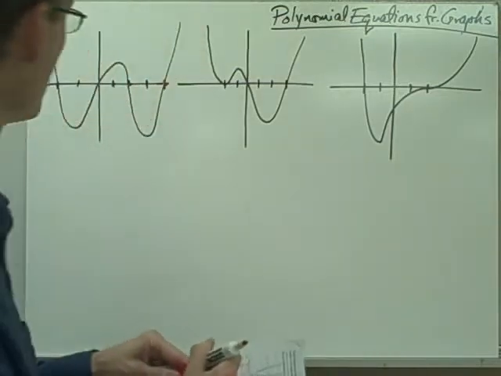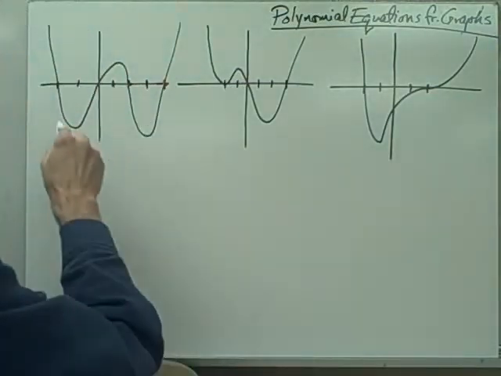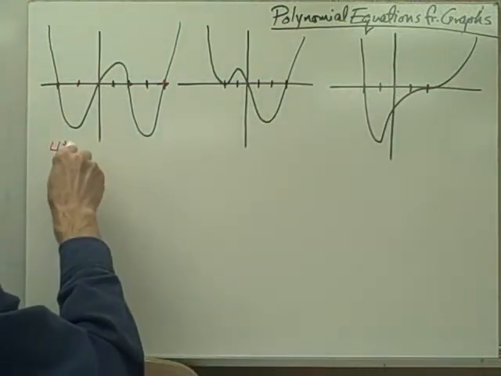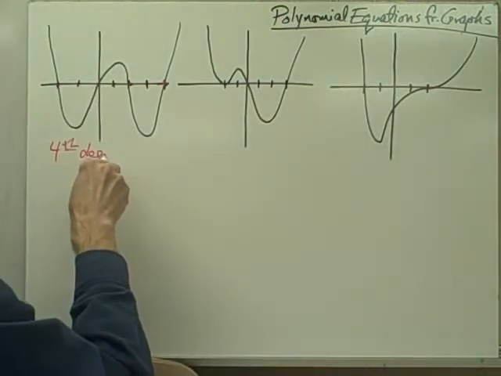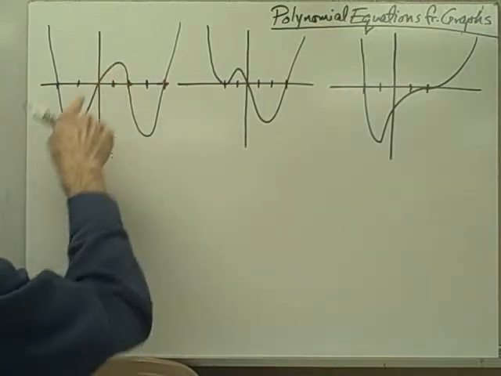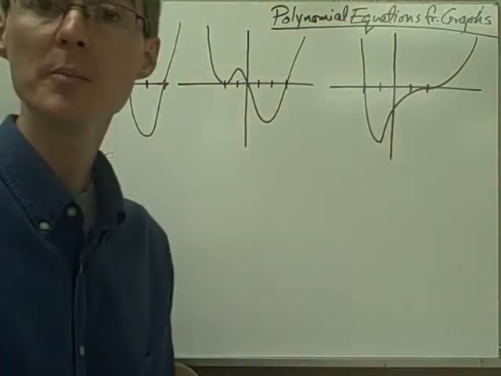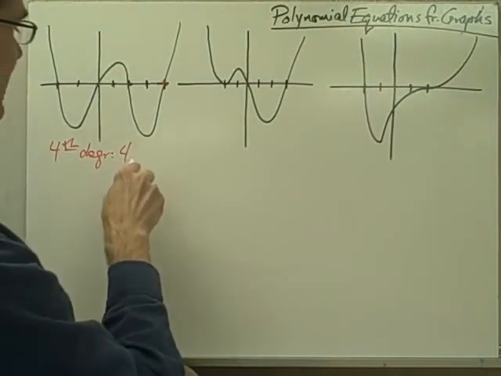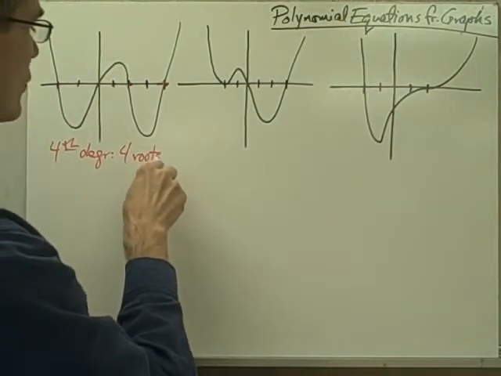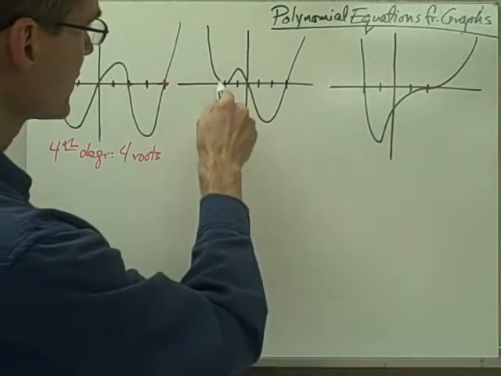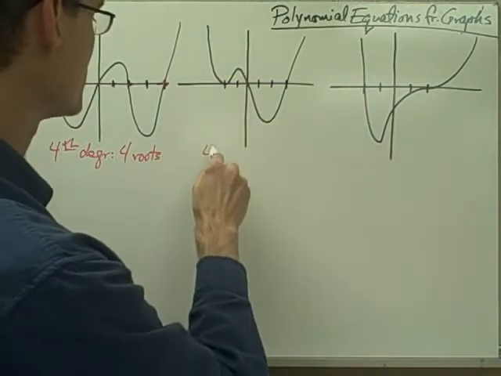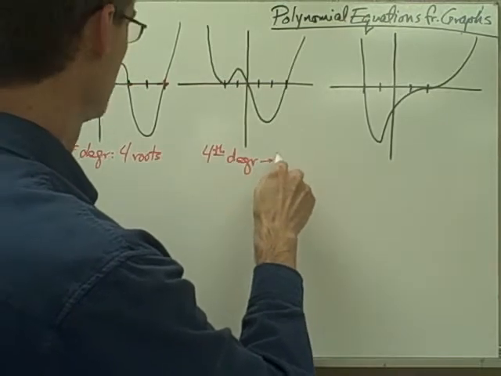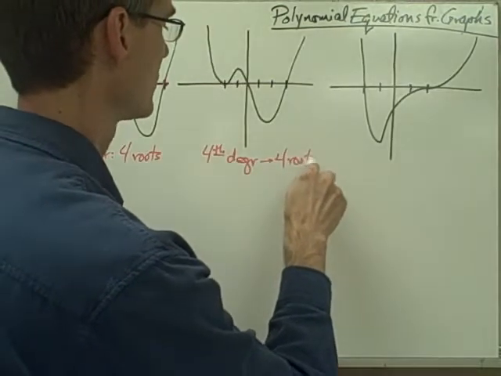So the first thing I notice for each one of these graphs is that each one of them represents a fourth degree polynomial. And I know that because this one has 1, 2, 3 bumps, which means 3 bumps, and it must be a fourth degree polynomial, which means it's going to have 4 roots or 4 zeros. Same thing for this one. I've got 1, 2, 3 bumps, which means it's a fourth degree polynomial. It's going to have 4 roots.